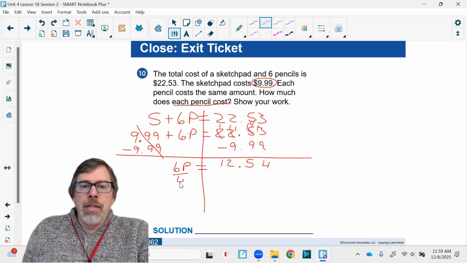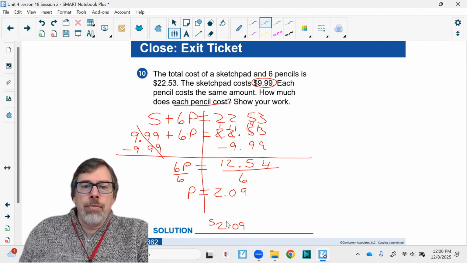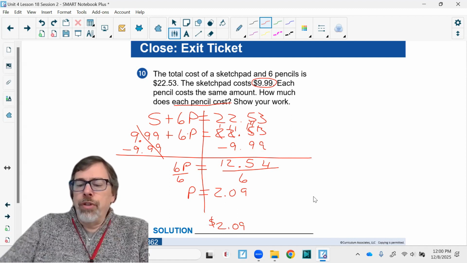We need to divide by 6 to see how much each pencil is. So it's going to be P equals 6 goes into 12 two times, so it's over $2. 6 will not go into 5, so that's 0. And 6 goes into 54 9 times. So the pencils cost $2.09 each. Okay, hopefully you got that.